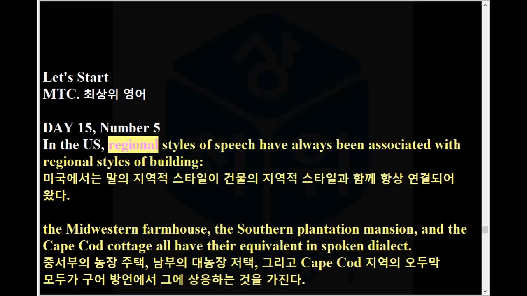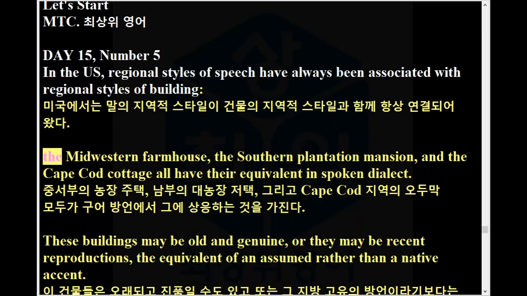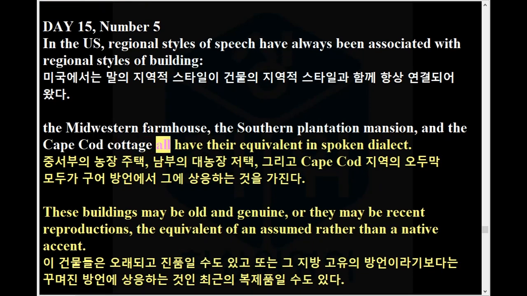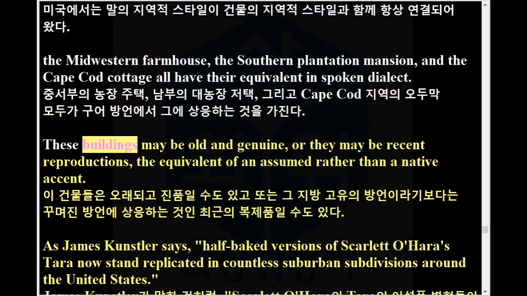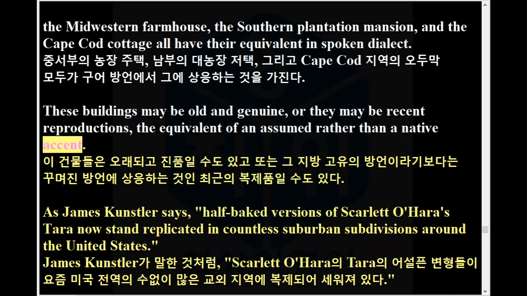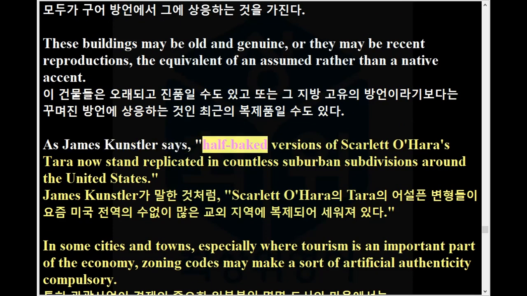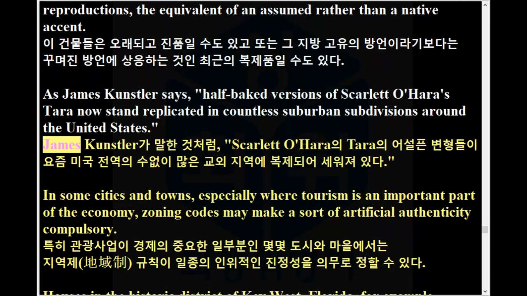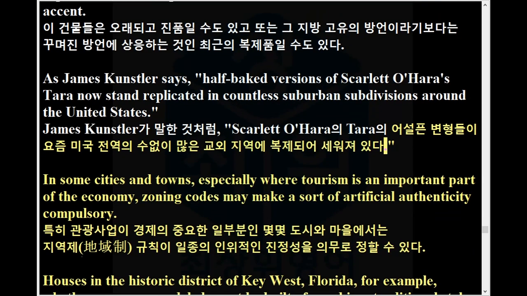In the US, regional styles of speech have always been associated with regional styles of building. The Midwestern farmhouse, the Southern plantation mansion, and the Cape Cod cottage all have their equivalent in spoken dialect. These buildings may be old and genuine, or they may be recent reproductions, the equivalent of an assumed rather than a native accent. As James Kunstler says, half-baked versions of Scarlett O'Hara's Tara now stand replicated in countless suburban subdivisions around the United States.